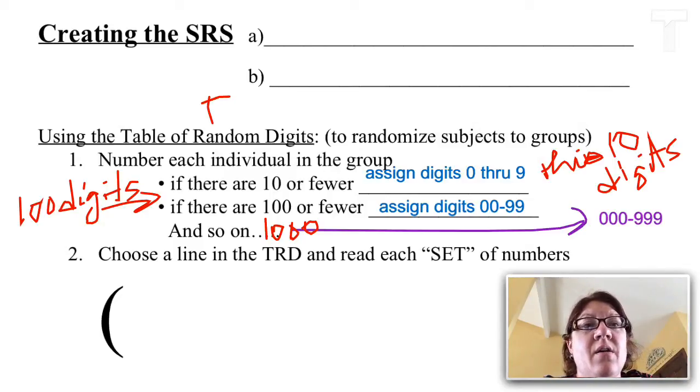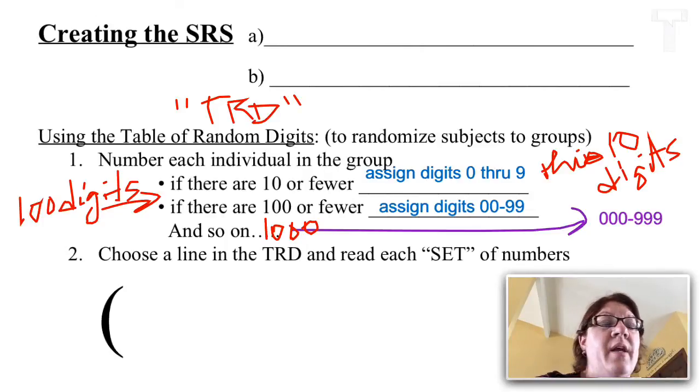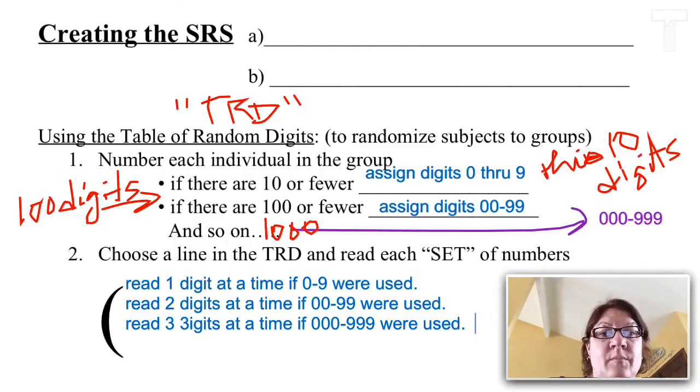Here's my TRD acronym. And I'm going to read each set of numbers. So for example, if I only used the digits 0 through 9, that set would be one digit at a time. If I use the digits 00 through 99, a set would be two digits at a time. And if I use the digits 000 to 999, a set would be three digits at a time, and I think you get the idea.